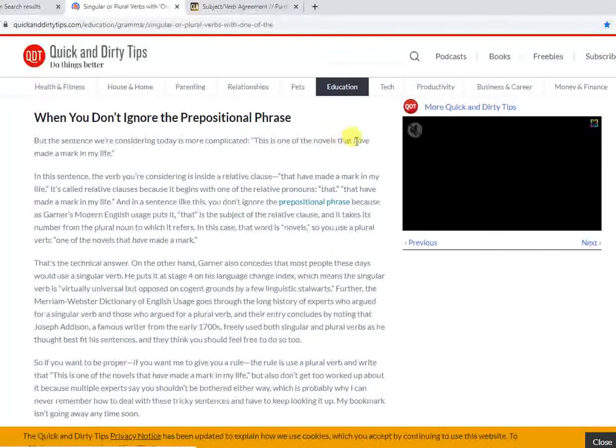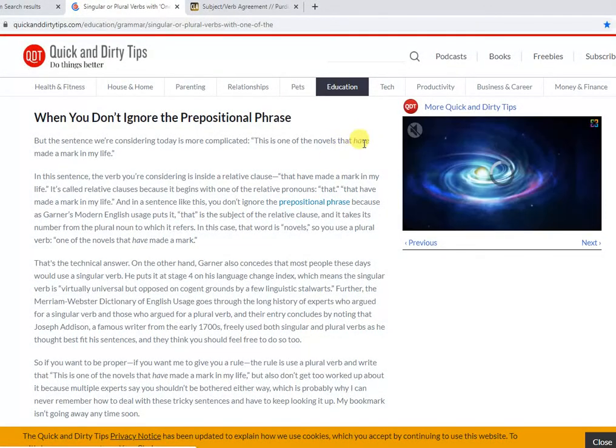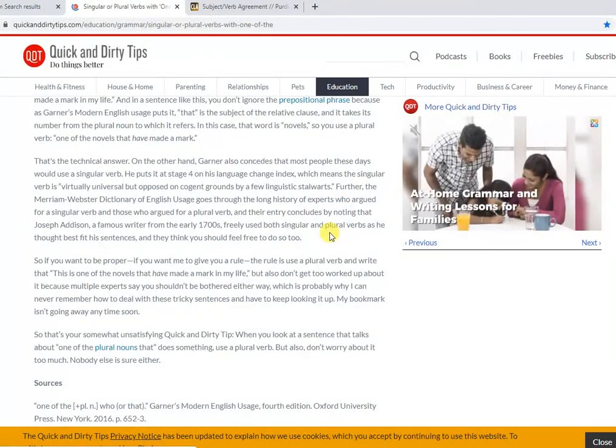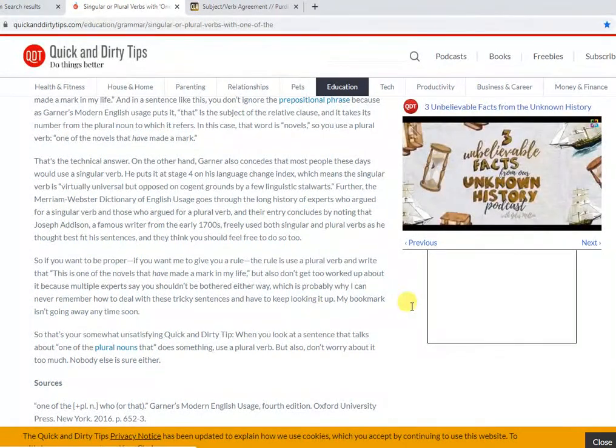this is one of the novels that have made a mark in my life. My instinct tells me when I have this expression, this is one, then I always conjugate it for singular, because usually that's the construction you find. But if your verb is within the adjective clause, then you need to refer to the object that's referred to by the clause marker in the adjective clause, and in this case it's novels. That's plural. So if you want to look at this later, she's got a really good explanation so that you can be clear on that.